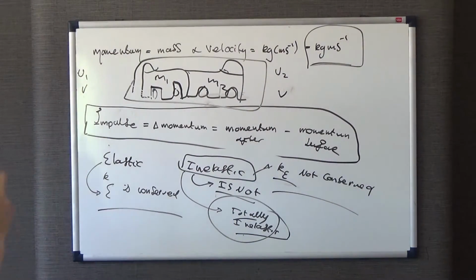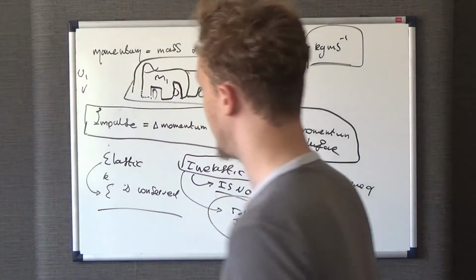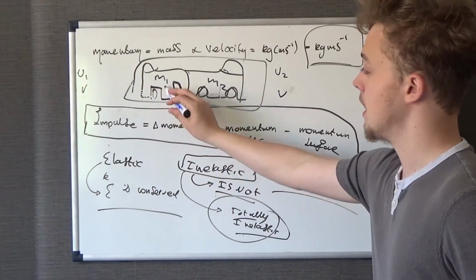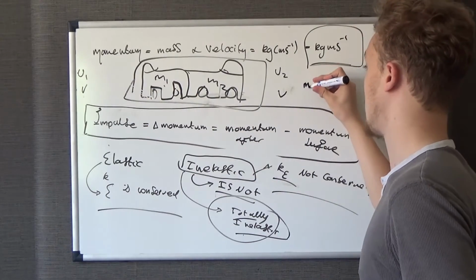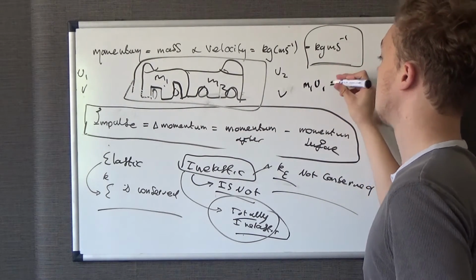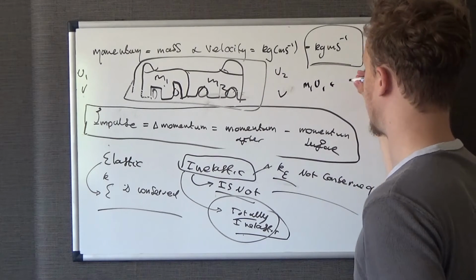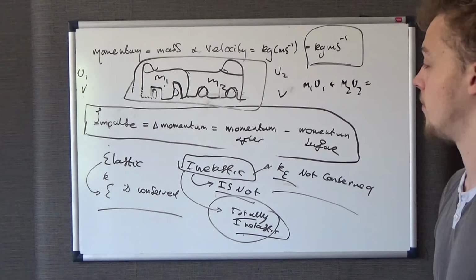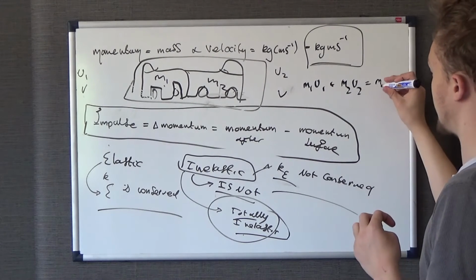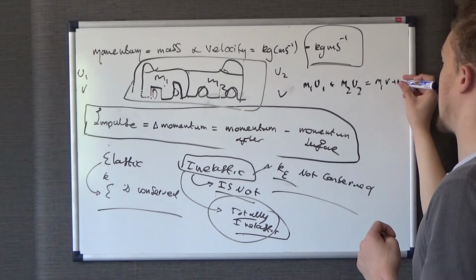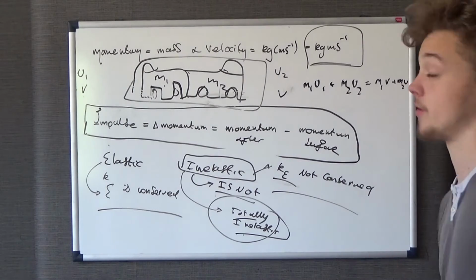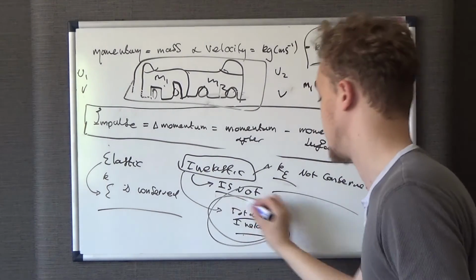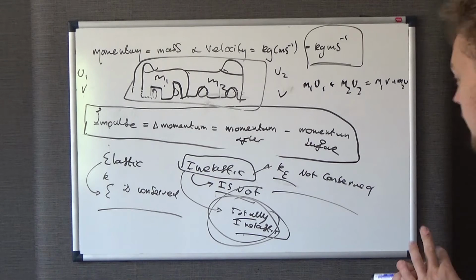You would work out the total momentum before, and we know momentum is mass times velocity, so it's m1 times u1, m1u1, plus m2 times u2, m2u2, which is equal to the total momentum afterwards, which is m1 times v, m1v, plus m2v, because they're going to be travelling at the same velocity, since we came up with this idea of a totally inelastic collision.